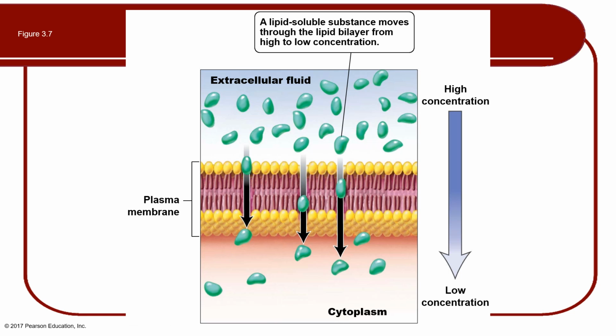This is just another picture. So here's your phospholipid bilayer. Now, if the molecule, this one, there's a bunch of these little green things outside of the cell. If it's able to diffuse in lipid or dissolve in lipid, it can go right through the phospholipid bilayer to get inside of the cell. It will do that by diffusion from where there's a high concentration to where there's a low concentration.